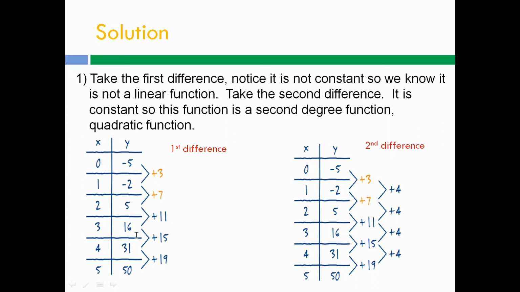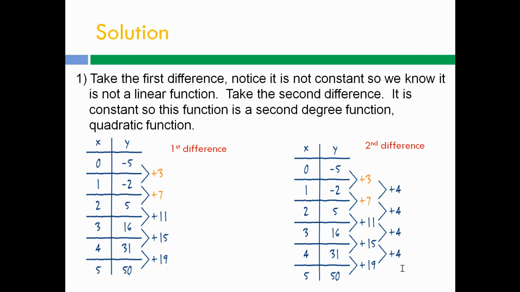You keep finding the differences, and you find that the first difference is not constant. That means I need to take the differences one more time. So you start subtracting again. This time you'll do 7 minus 3, that's 4. 11 minus 7, that's 4. And so on. So you'll find that the second difference is constant. Once you find that the second difference is constant, that means this chart represents a quadratic formula.